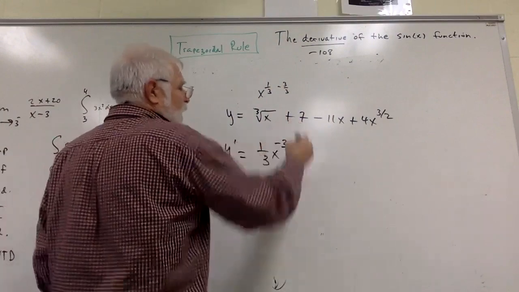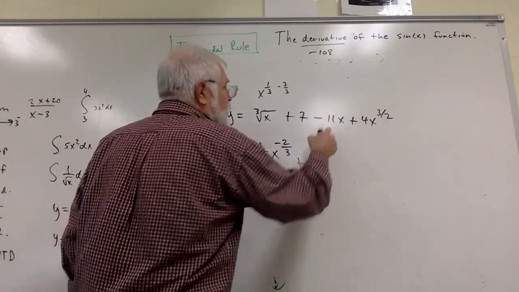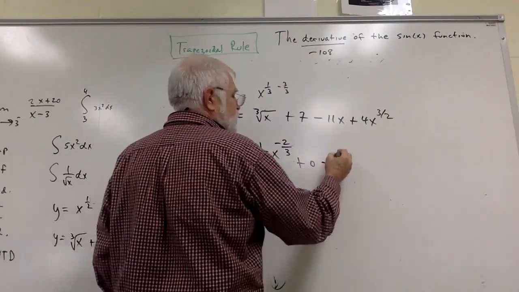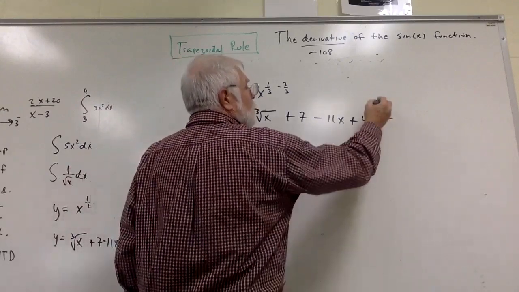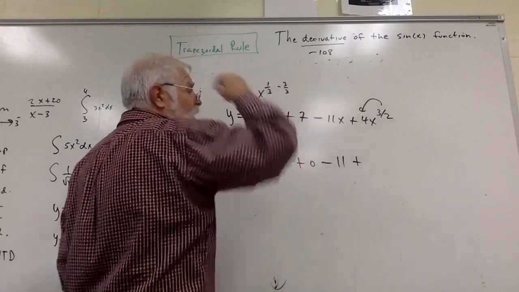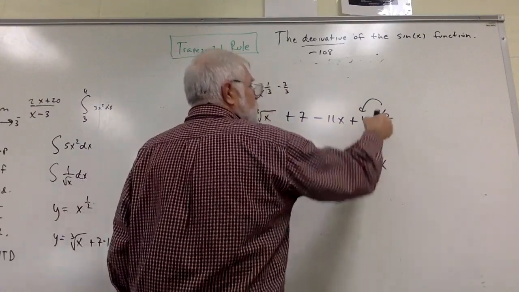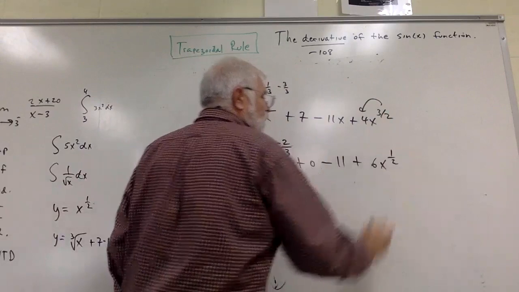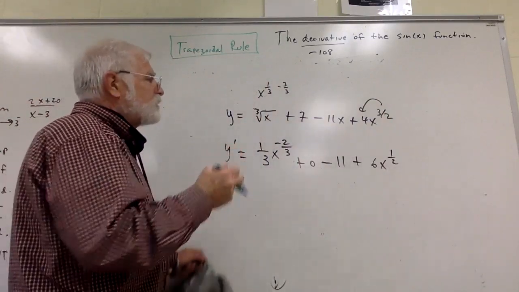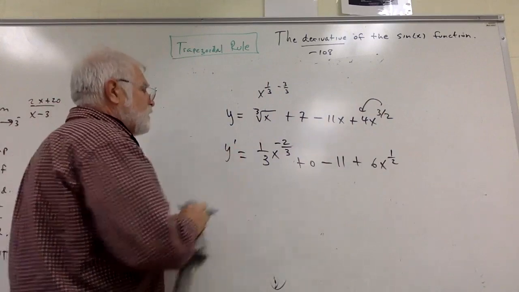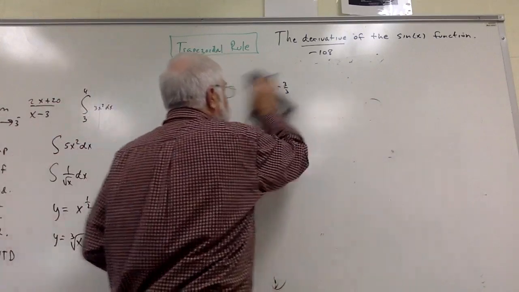The derivative of a constant is 0. The derivative of a linear function is the slope, because it's constant. And multiplying by 3/2, 12 divided by 2 is 6. X subtracting 1 gets me 1/2. So that's taking derivative. I should have thrown the sine and the cosine in there, e to the x in there. Anyway, I didn't. All right.